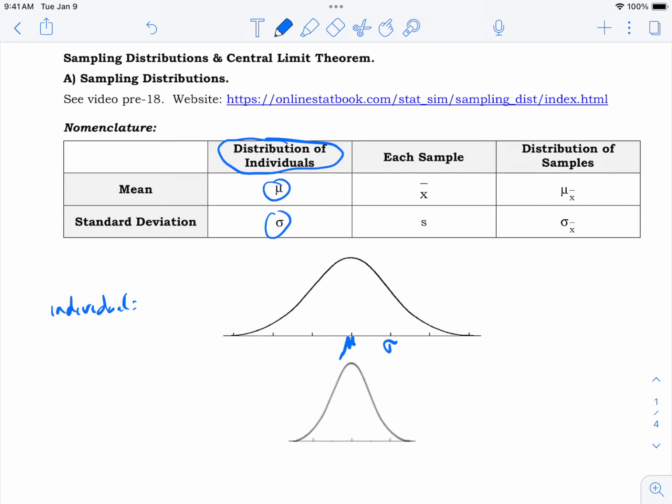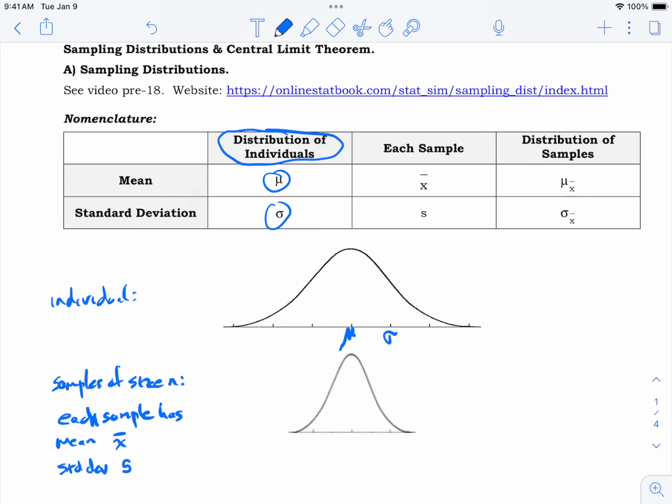Now, when you take samples and keep the sample size the same, so samples of size n, each sample will have a mean. Each sample has a mean, and we call the sample mean x bar. We don't use the mu at all. We call it x bar, and each sample has a standard deviation, and we just call it little s, the standard deviation of a sample. So that's what this is saying. Each sample has a mean of x bar and a standard deviation of s.